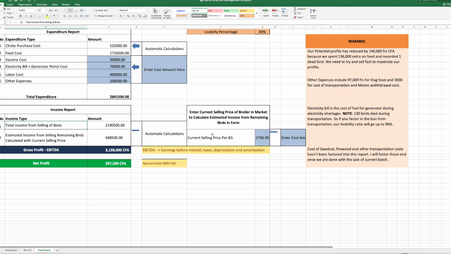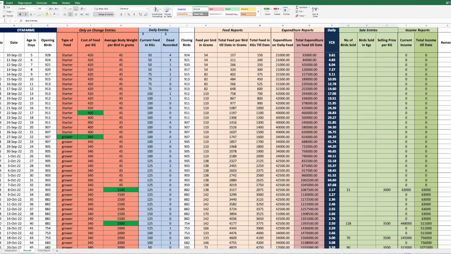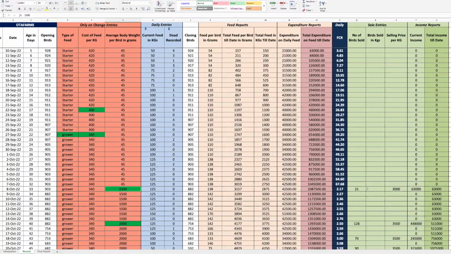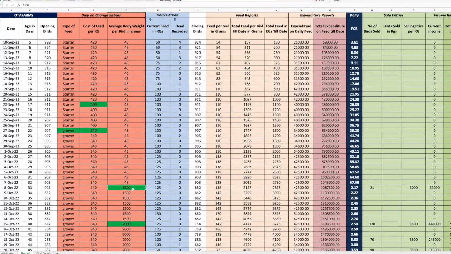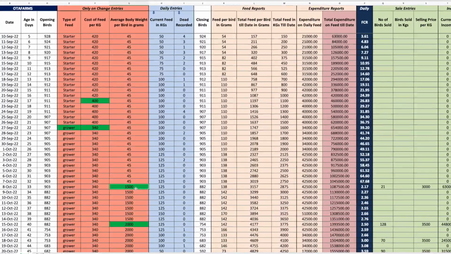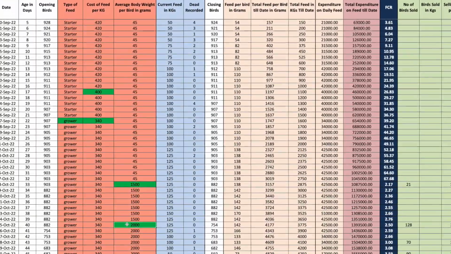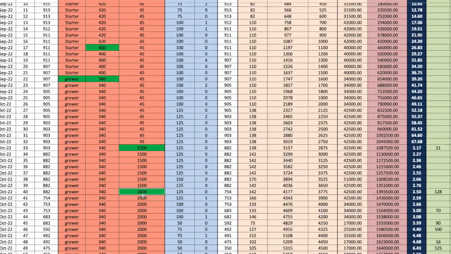Before I get to our total income, you want to know how much you're selling, right? Remember, in our record, we measure the weight on the 33rd day, which was 1,500 grams. That's about 1.5 kilograms, and that's when we started selling our birds. Then on the 40th day, all the birds were at 2 kg.